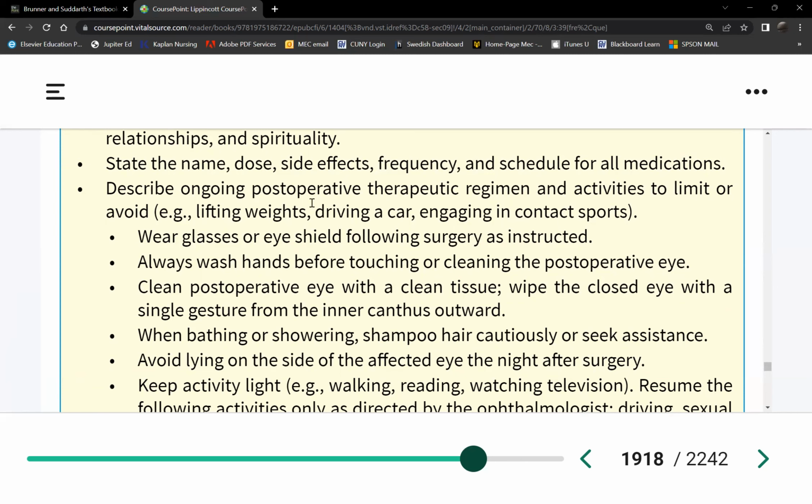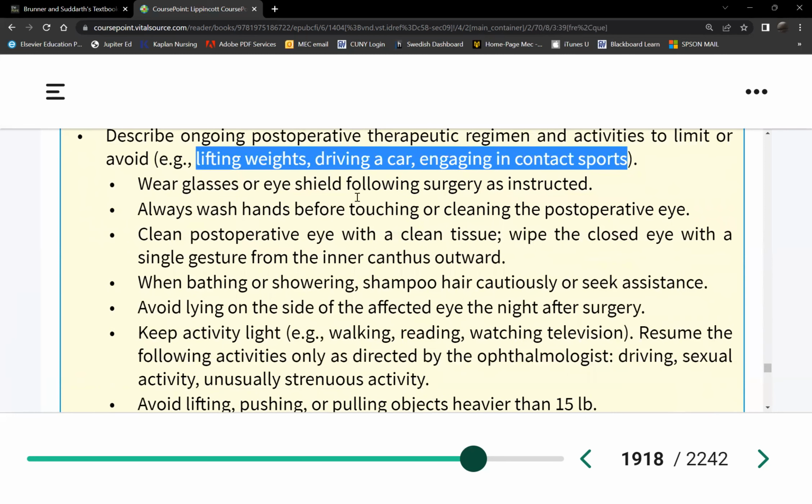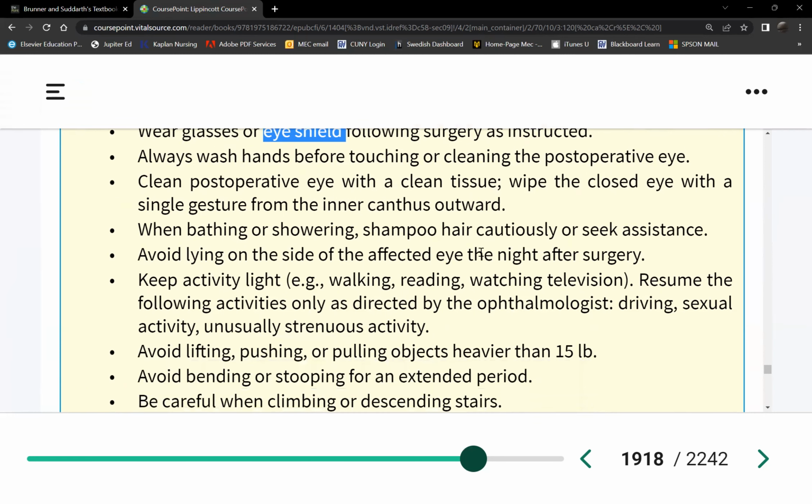Okay. So they can't lift weights, drive a car, or engage in contact sports. Here's the eye shield. Okay, especially at night, so that you don't accidentally rub the surgical eye, because it will be itchy because of all the swelling, the inflammation. Clean tissue, because there will be tearing here. Clean tissue. Again, wash your hands when you clean it.